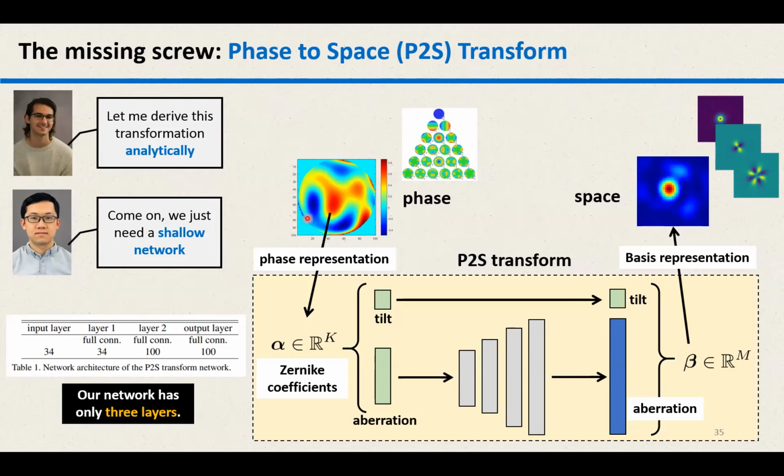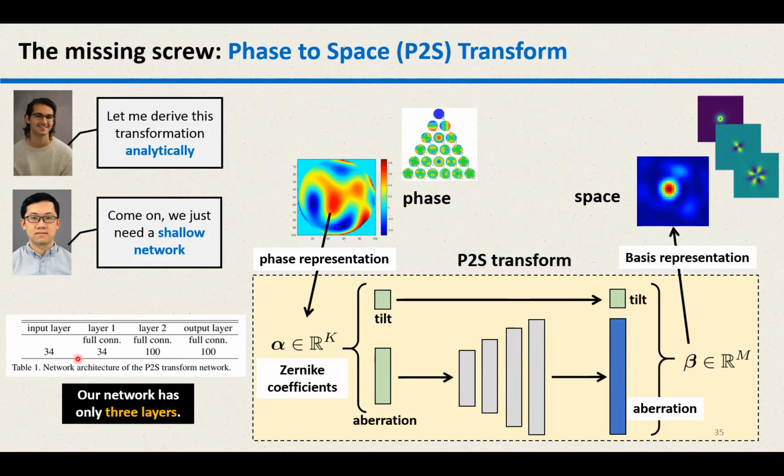But imagine that you have this phase representation. You have all these basis functions. You have the representation coefficients. You want to go to there. What you need is a transform that converts these Zernike coefficients to the betas. And this is a nonlinear transform. We can do it analytically, but that will take forever because the equations are very complicated. However, in the age of deep learning, we can actually build a very shallow network. It's a 3-layer network. It's actually just a fully convolutional neural network.